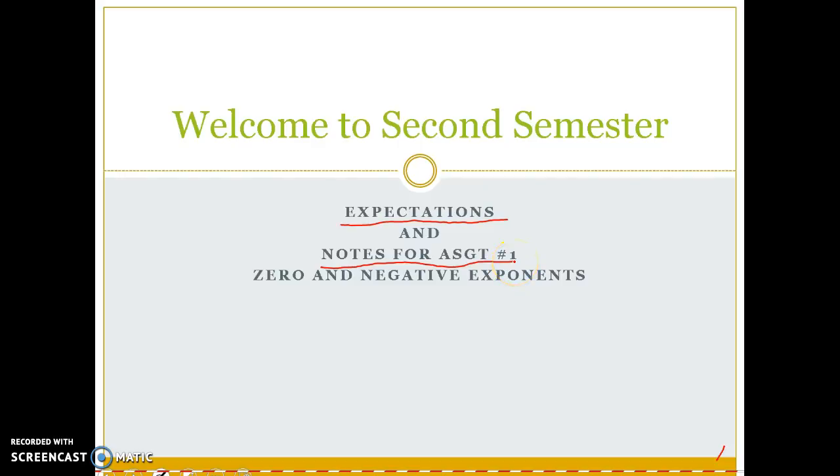to take some notes. We're going to be talking about two specific things: zero exponents and negative exponents. Let's go ahead and get started with some of our expectations.